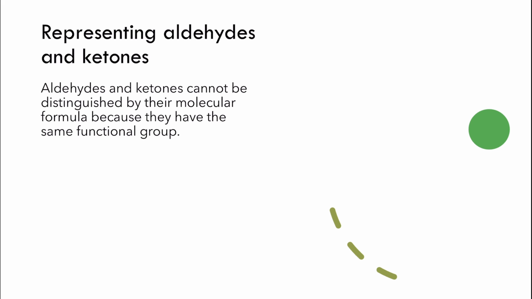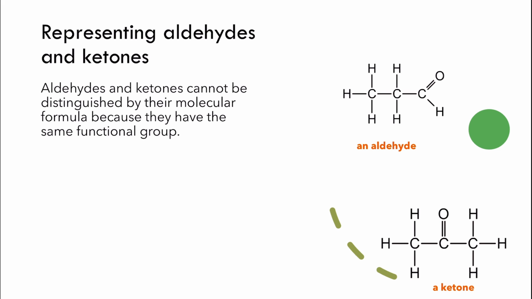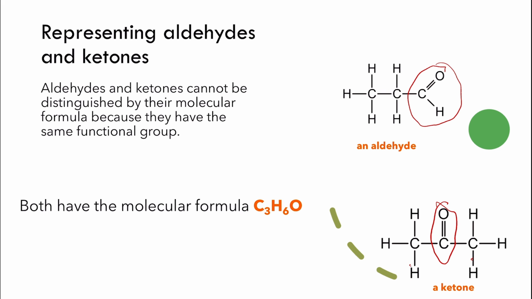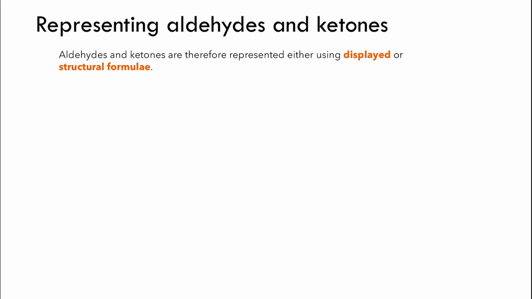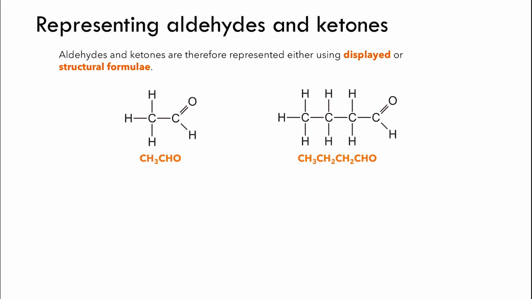Representing aldehydes and ketones: they cannot be distinguished by their molecular formula because they basically have the same molecular formula. So we have this aldehyde here and this ketone, the aldehyde with the aldehydic group and the ketone with the carbonyl group between two alkyl groups. You can see that both of them have a molecular formula of C3H6O. To distinguish between them, you need to represent them using either displayed or structural formula.